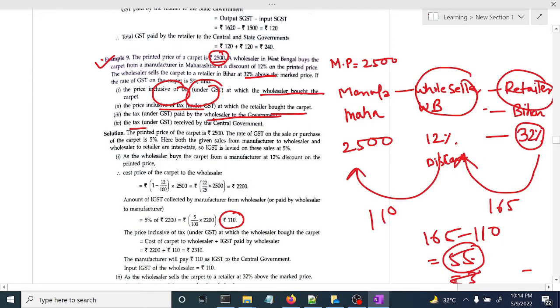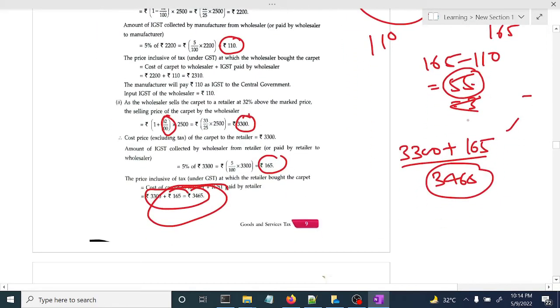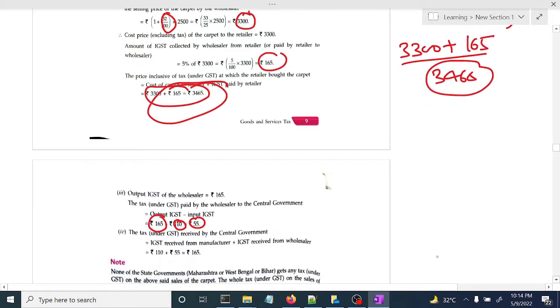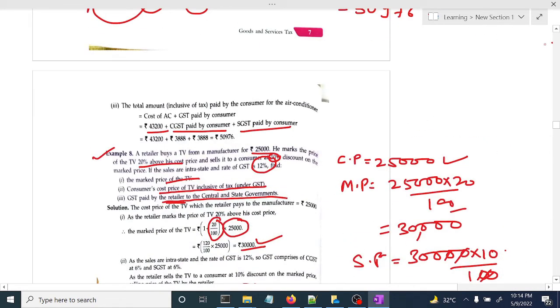Fourth part, tax received by central government. So tax received by central government is how much? Tax received by central government is 165 rupees only. Total tax 165. Whatever retailer is paying, that is the last tax which government is getting. That is 165.